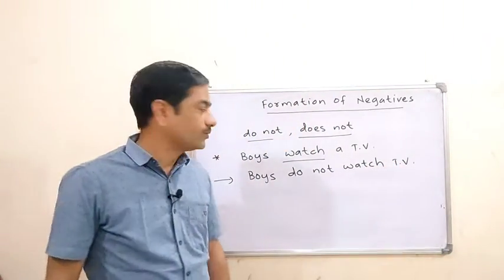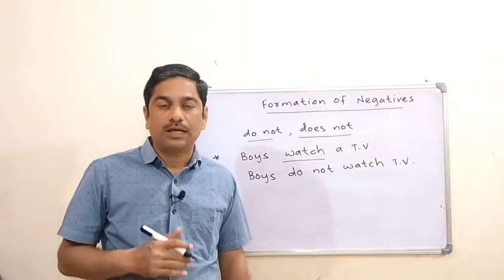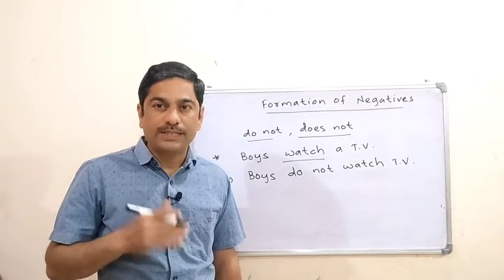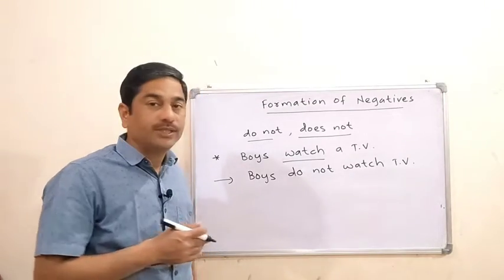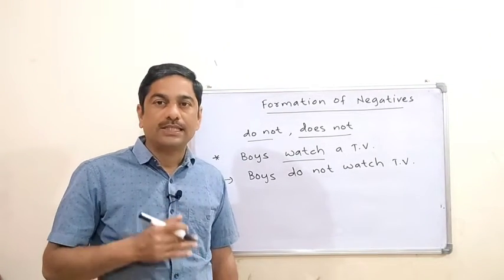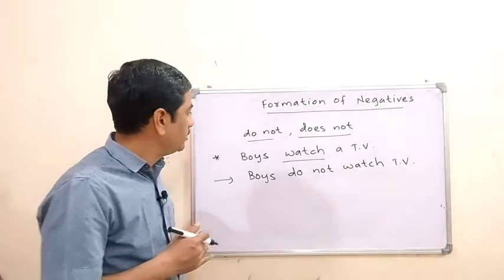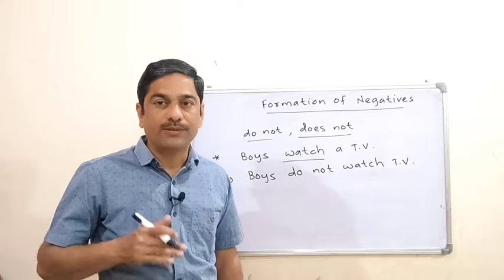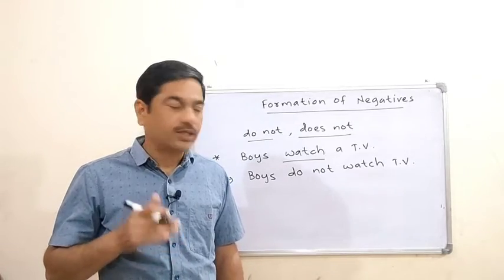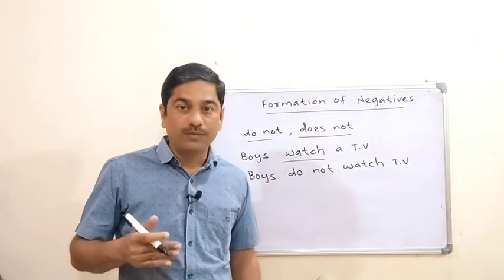So you have understood how to change sentences of simple present tense into negative. If the subject is first person or second person, then you will make use of do not. And if the subject is third person singular, that means he, she, it or a singular noun, then you will make use of does not.